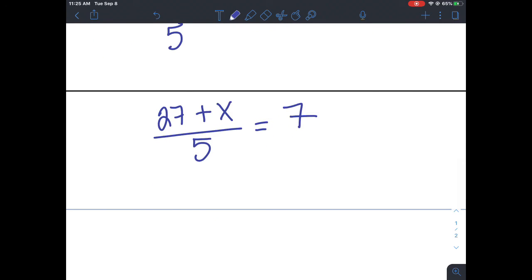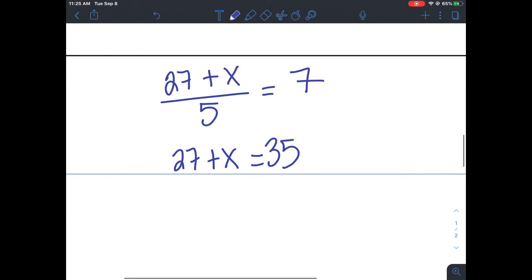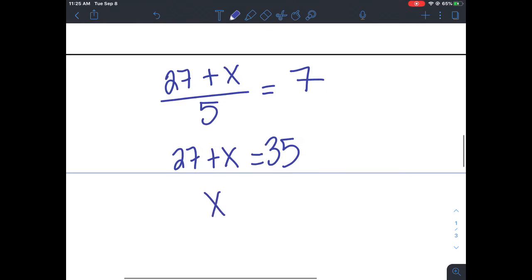Now I'm going to cross multiply to get rid of my fraction. So I have 27 plus x equals 5 times 7 is 35. Subtract 27 to both sides, so x equals 8 gorillas in the cage on the 5th day.